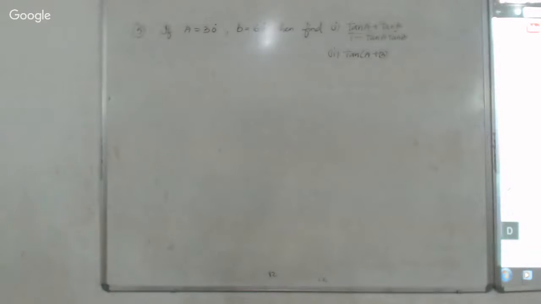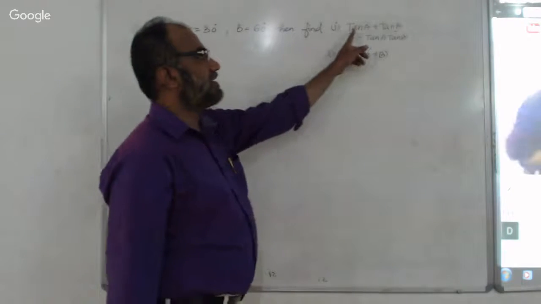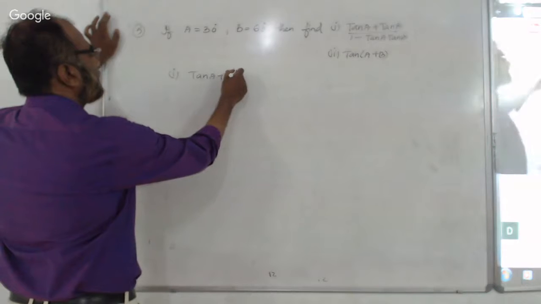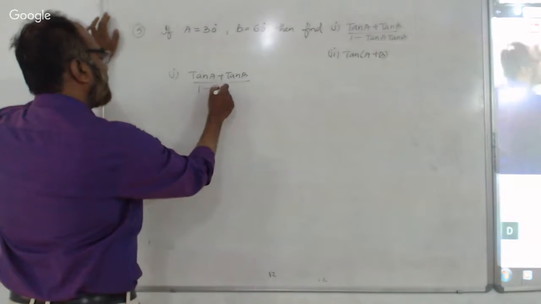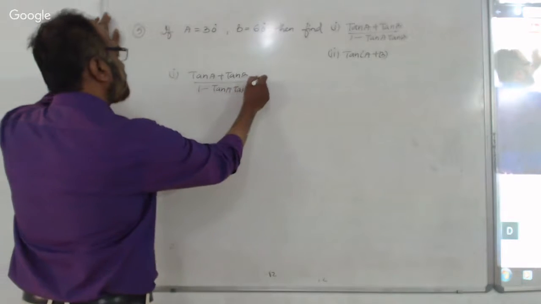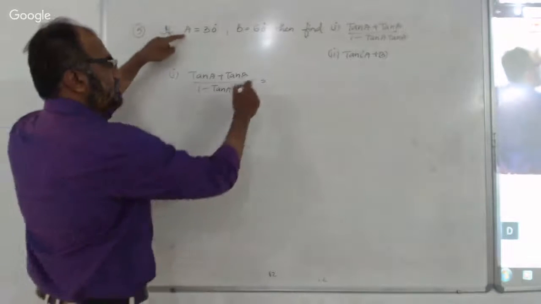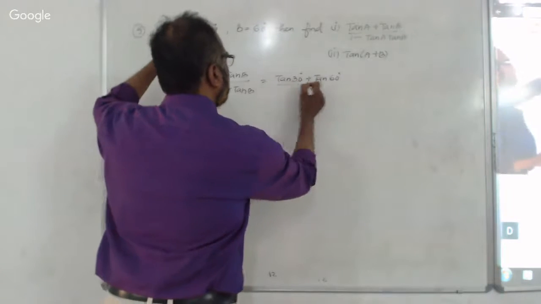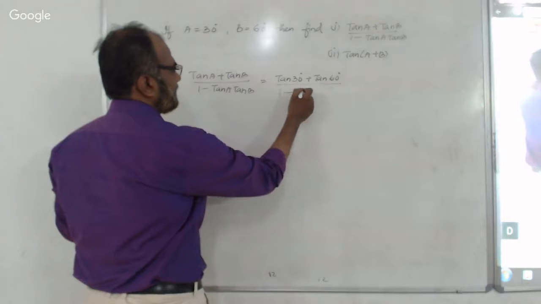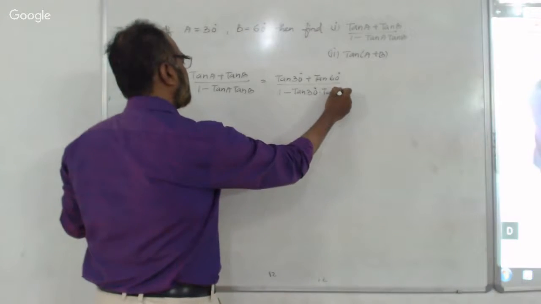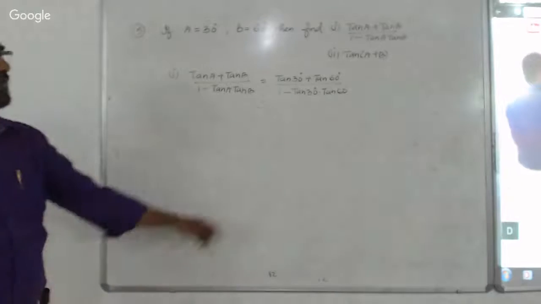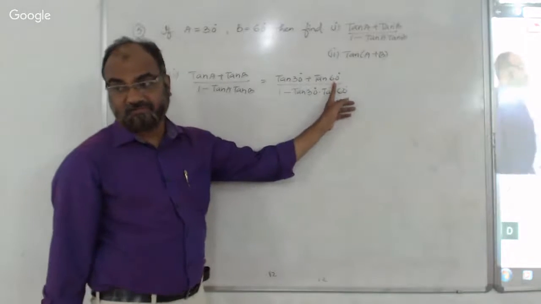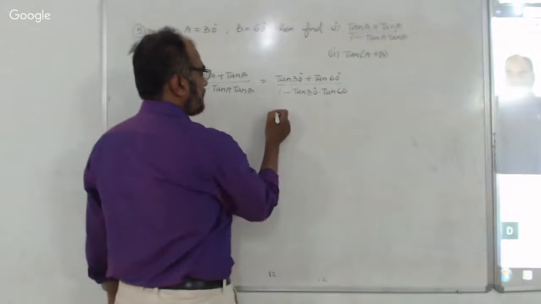We'll substitute. First you must find tan A plus tan B by 1 minus tan A tan B. A is 30, so tan 30 plus tan 60 by 1 minus tan 30 into tan 60. We have tan 30 and tan 60 values from the tabular form. Tan 30 is 1 by root 3.